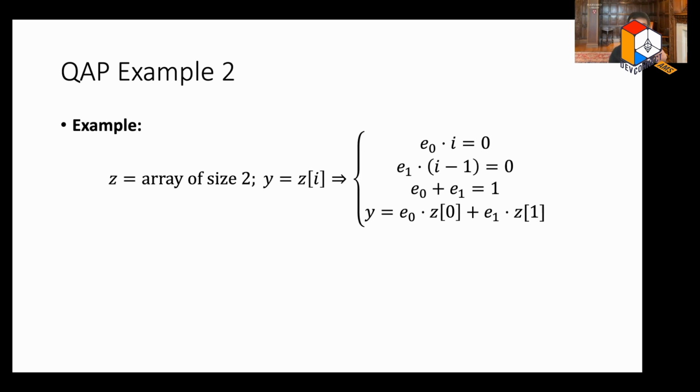Now a more non-trivial example. Let z be an array of size 2, and let y be z of i. Okay? So now let's let i equal 0. If i were equal to 0, then note that e1 equals 0 as well. Since e1 equals 0, and e0 plus e1 is 1, then e0 is 1, and by the last equation, y equals z of 0. This is kind of a tricky case, but hopefully it shows that QAPs can often be rather complicated, even if the functions are simple.